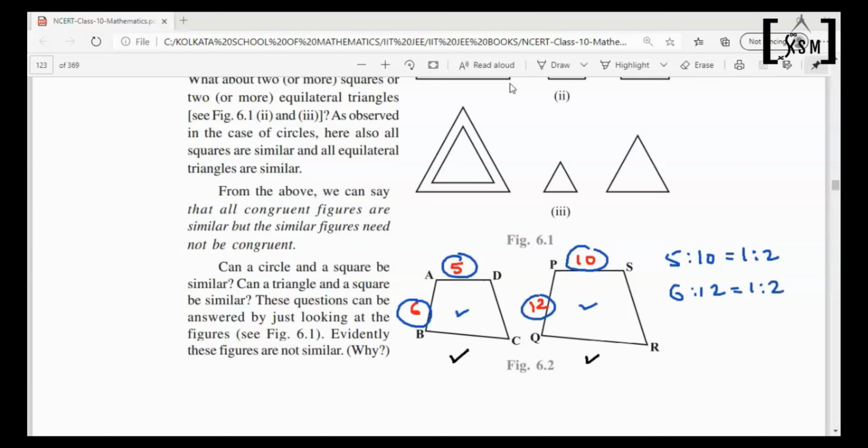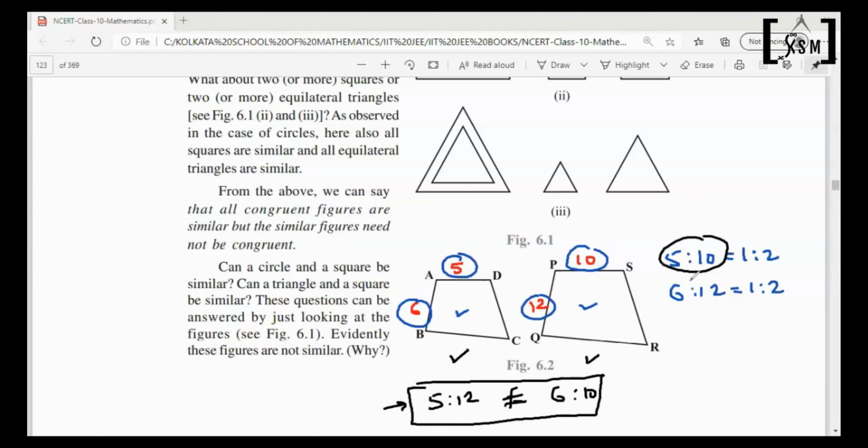Let me give you an important point. If you compare 5 ratio 12 and 6 ratio 10, they are not equal. It does not mean they are not similar. To check the similarity, you have to check all possible combinations of sides. When I selected 5 and 12 and 6 and 10, these two ratios are not equal. But when I selected 5, 10 and 6, 12, these two ratios are equal. So you have to select all combinations to check whether the ratios are the same or not. So yes, they are similar figures.